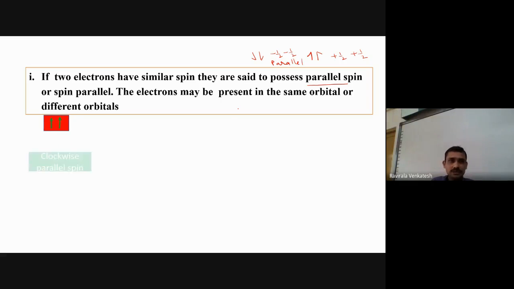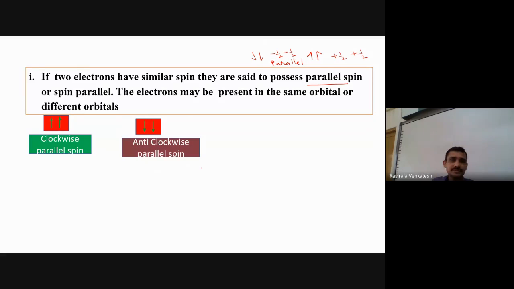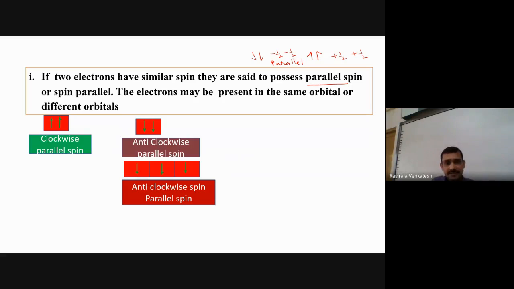Now observe one diagram here. Clockwise, plus half, parallel spin. Anti-clockwise parallel spin like this also. Now you observe that the 3 electrons are not present in the same orbital. For example, these are px, py, pz. These 3 electrons are present with anti-clockwise parallel spin. The electrons may be in the same orbital or in different orbitals, but the maximum number of electrons in an orbital is only 2.